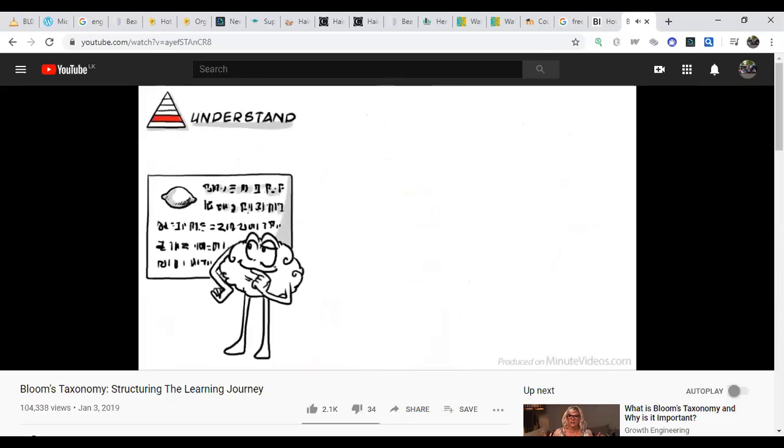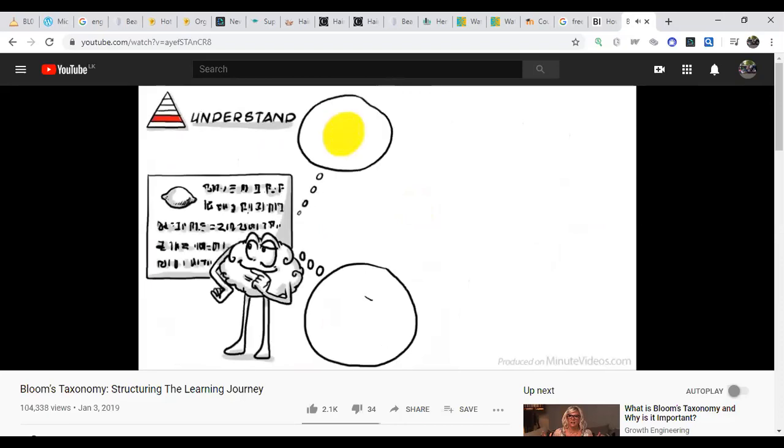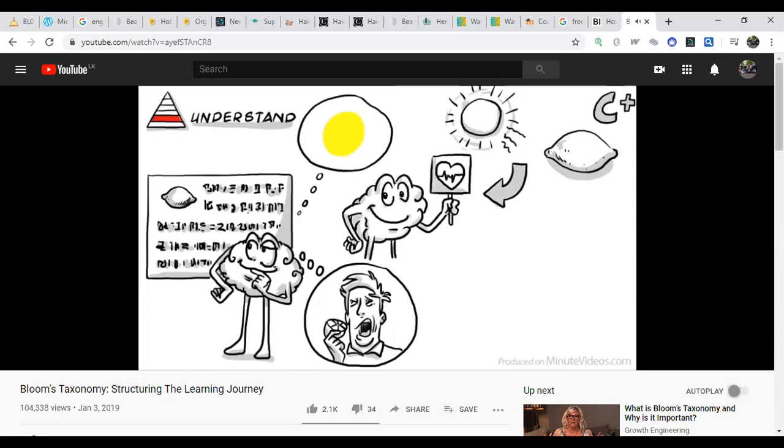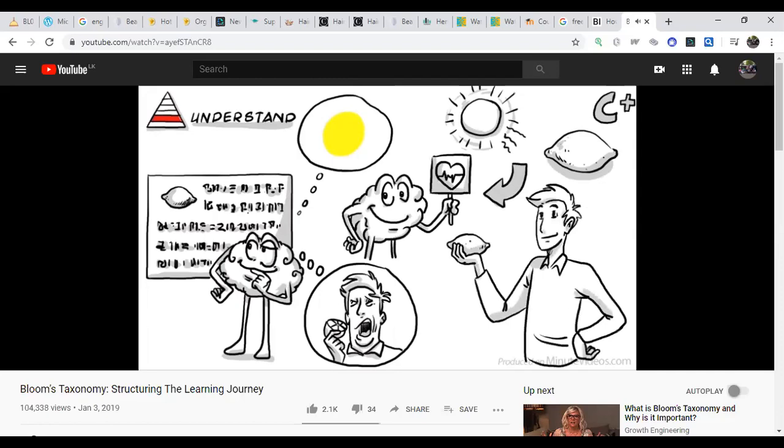On level 2, we learn to understand. We begin to decode information and learn that a lemon is yellow when it's ripe to eat, and if we take a bite, that it's really super sour. We also understand that lemons love sunshine and that they contain lots of vitamin C, which is a great natural antioxidant that keeps us healthy. Now, as we really understand a lemon, we can work with it.